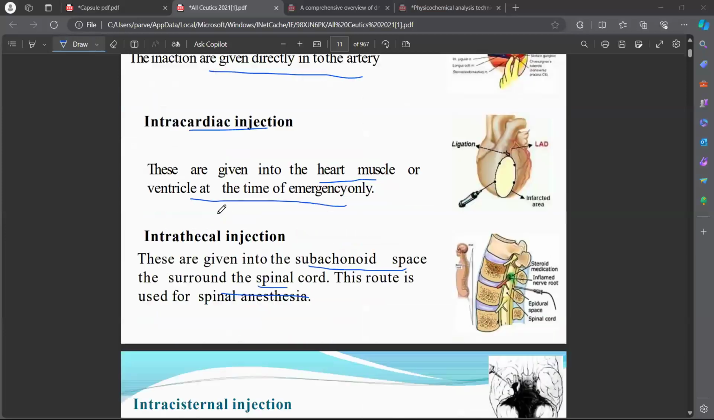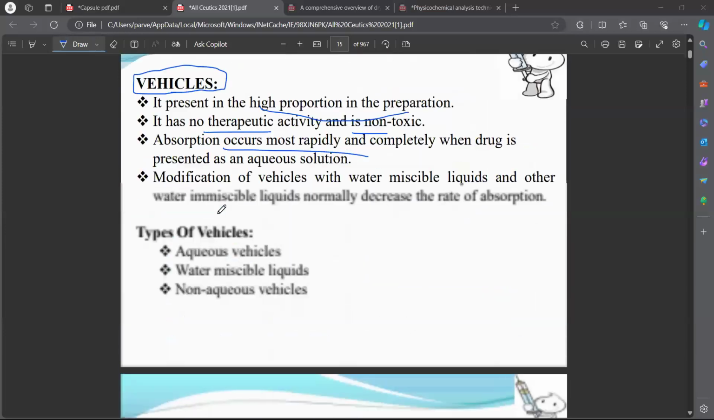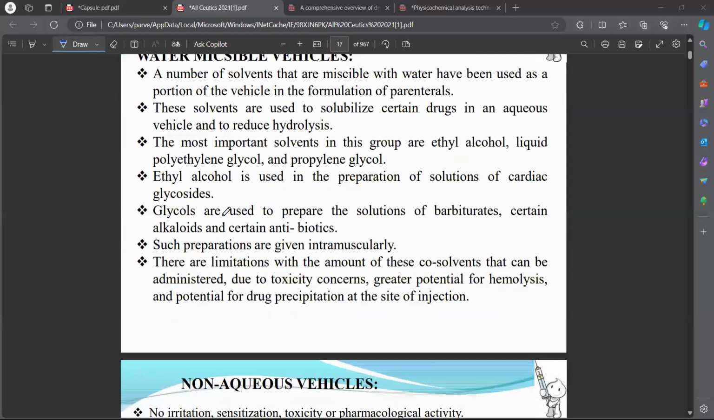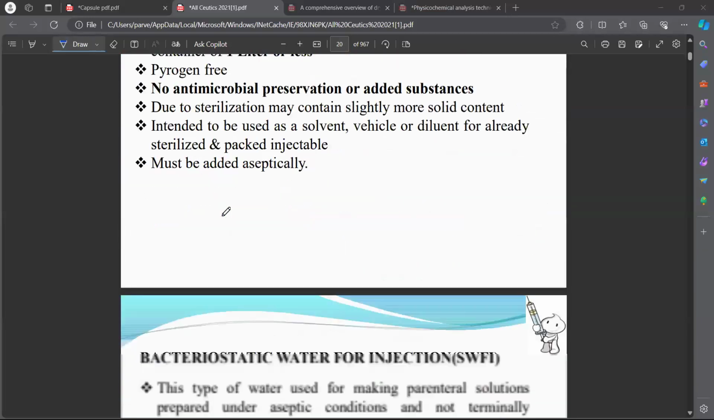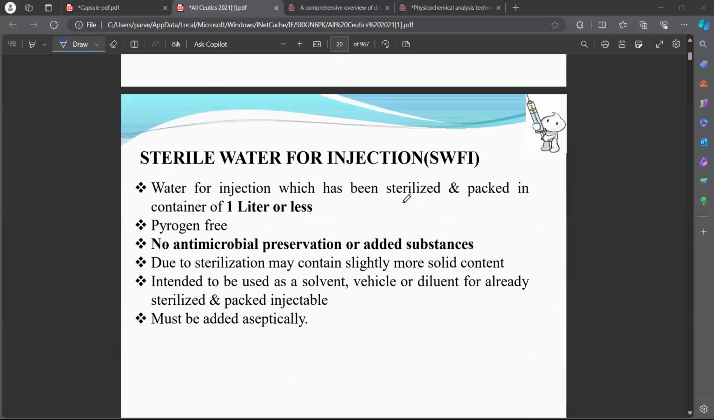Now moving our discussion to the vehicles I have mentioned. Water miscible vehicles: pyrogen free sterile water for injection, as I mentioned. It is water for injection that has been sterilized and packed in a container of 1 liter or less. No antimicrobial preservatives or added substances are added. Due to sterilization, it may contain slightly more solid content.